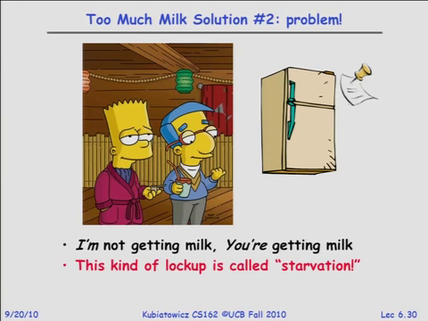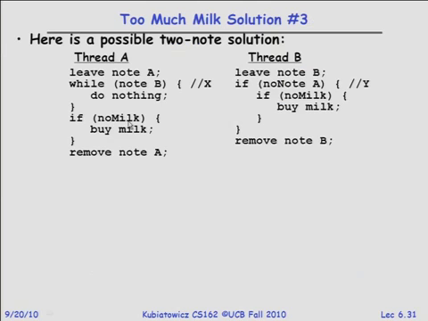Okay, are we ready for solution number 3? Here is another two-note solution. Now this is a little more complicated, so look at it carefully. Notice how thread A leaves note A, and then it says, well, if there is a note B, I'm going to wait. And then finally, if there's no milk, buy milk, and exit. And then B doesn't quite do that. It just says leave a note. If there's no note for A, do it. Otherwise, don't do anything, and then remove my note. So you see how these are slightly asymmetric. They're not quite the same thing.